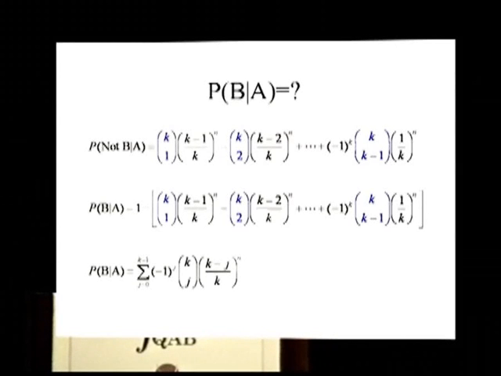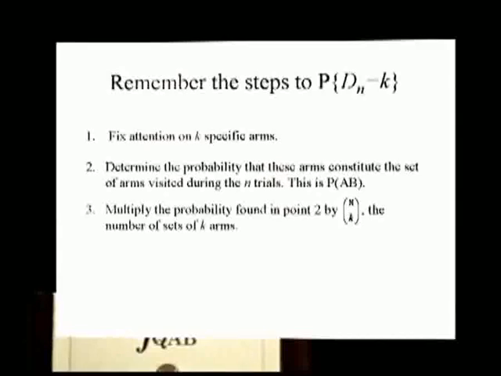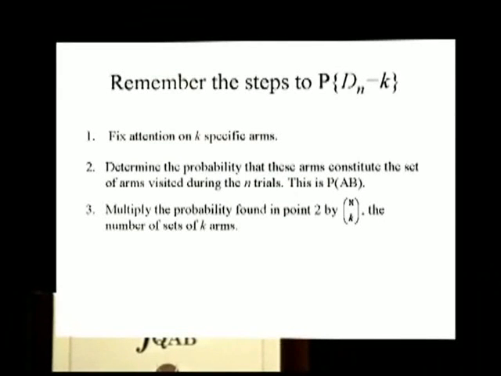So, okay, we can write it in a more abbreviated form. This is just a redescription of what's there. And then we plug in the entire thing. We have divided the problem into parts. We have figured out the probability of each part. Let's recap what we have done. What did we want to learn? We want to find out what's the probability that after n trials, the number of distinct arms equaled k. We fixed attention on k specific arms. We determined the probability that these arms are the set of arms visited during the n trials.